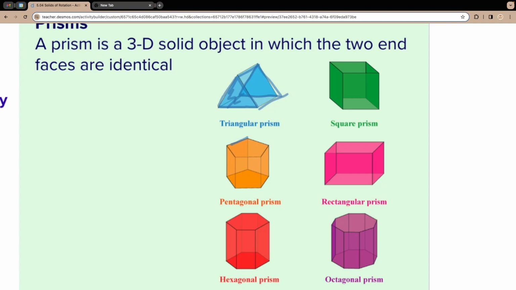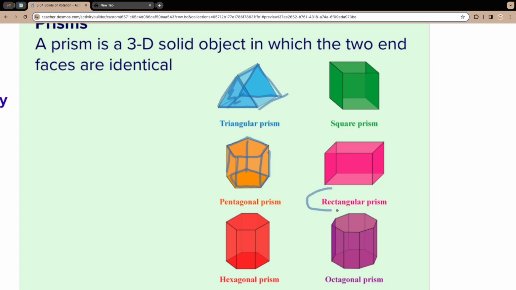And then if I had two pentagons that are exactly the same, the top and bottom here, those two faces, two pentagons, five-sided shapes connected by rectangles, this is called a pentagonal prism. So a prism just has the same thickness throughout.